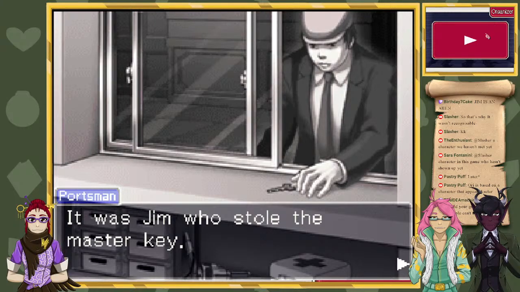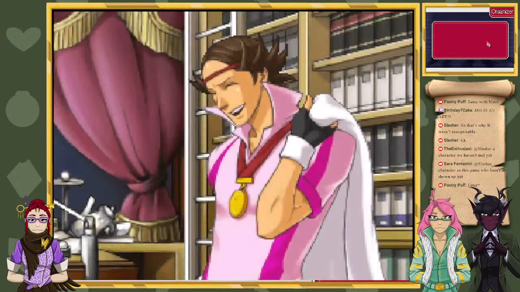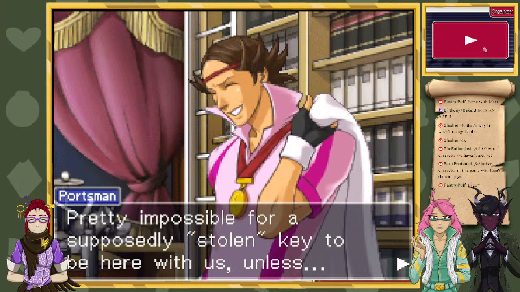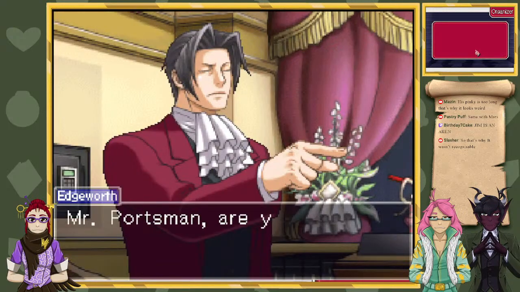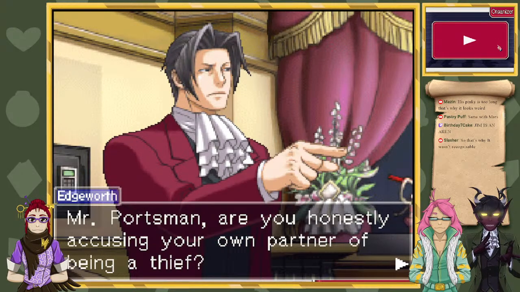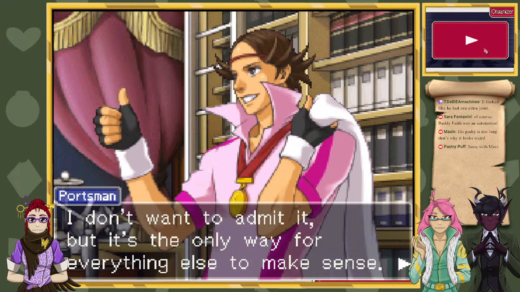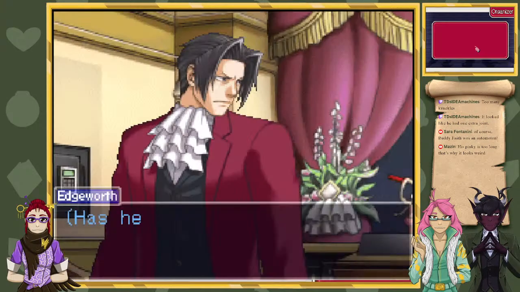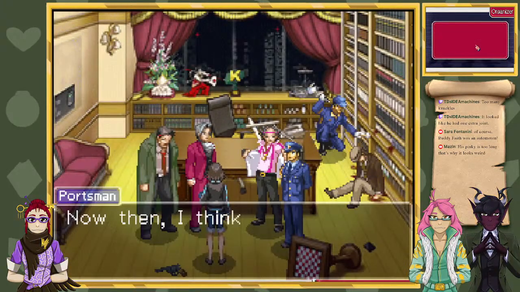It was Jim who stole the master key, bro. Pretty impossible for a supposedly stolen key to be here with us, unless... Well, unless you retrieved it from Jim after you killed him, bro. Mr. Portsman, are you honestly accusing your own partner of being a thief? Accusing? I mean, I don't know about accusing, bro, but I don't want to admit it, but it's the only way for everything to make sense, bro. But then where's the file?